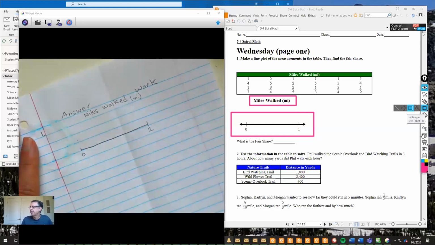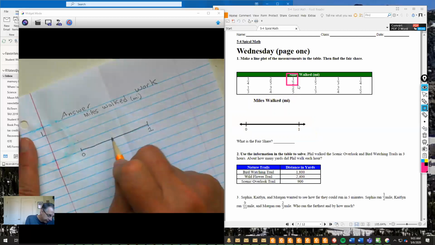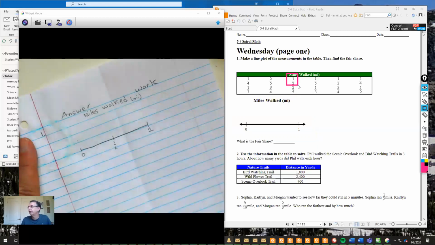The next thing I want to do is take a look at which fractions I should be plotting on this chart. There's a lot to look at here, so I'm going to go through it carefully. The first one I see that will really help me is 1/2. It's an easy one to plot, so I'll put 1/2 in the middle to show 1/2 of a mile that some people walked.